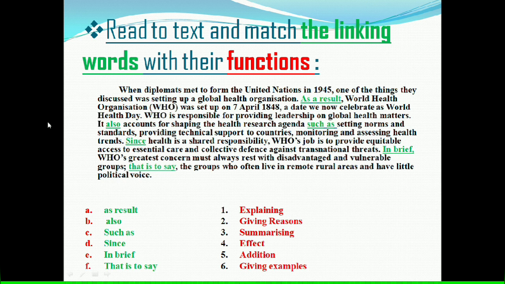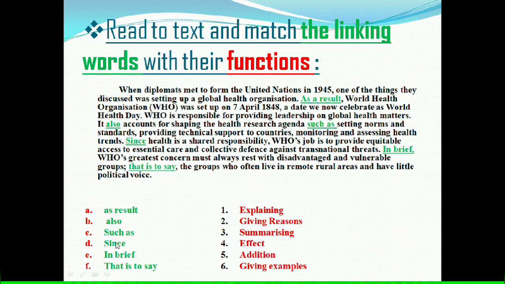Okay, great. Now, as a result, what do you think does it express? Explaining, giving reasons, summarizing, effect, addition. Good. As a result, it goes to effect. Very good. Also, yes, addition. Also addition. Such as, it's giving examples. Great.